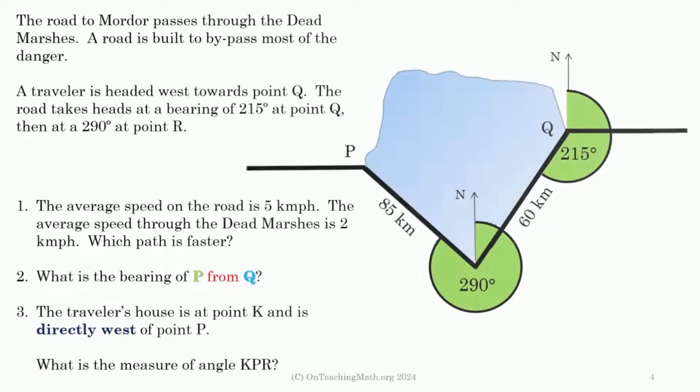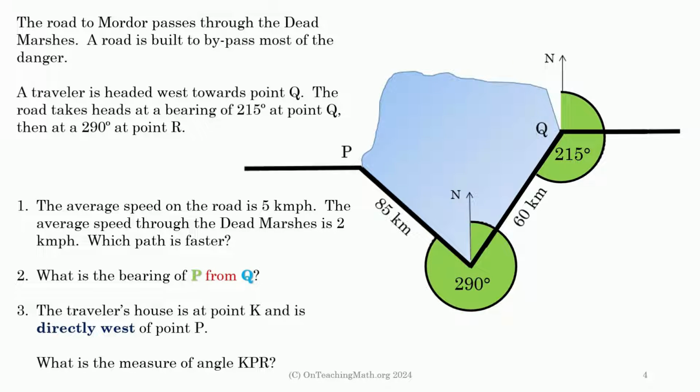Here's what it is. We've got this road. It's going through Mordor. It's going to pass through some dead marshes right in here, all kinds of traps and stuff to get you. There's a road that's been built around it. We've got a couple questions about this situation right here.